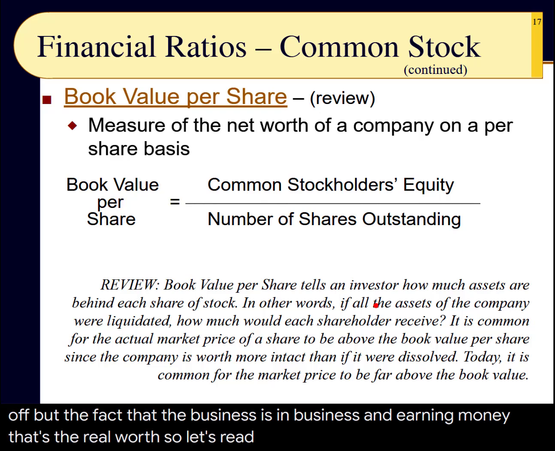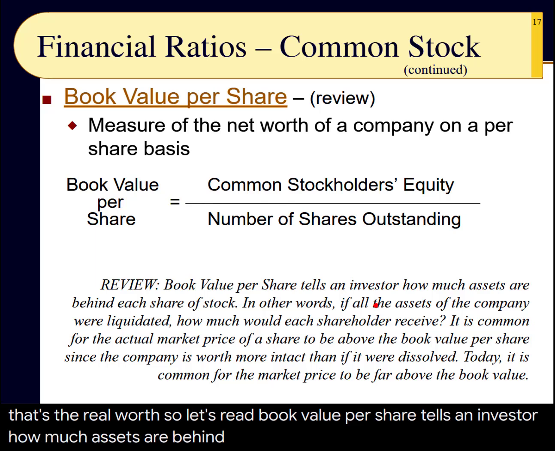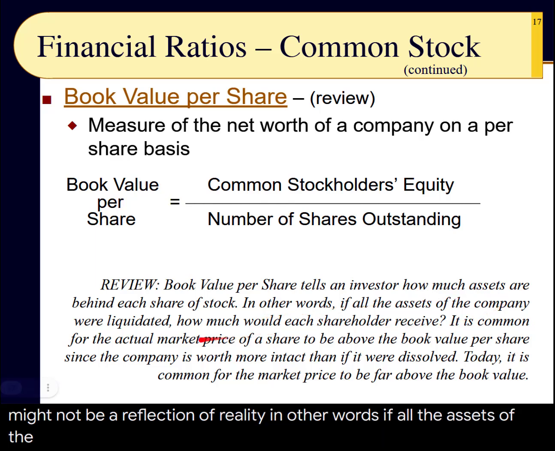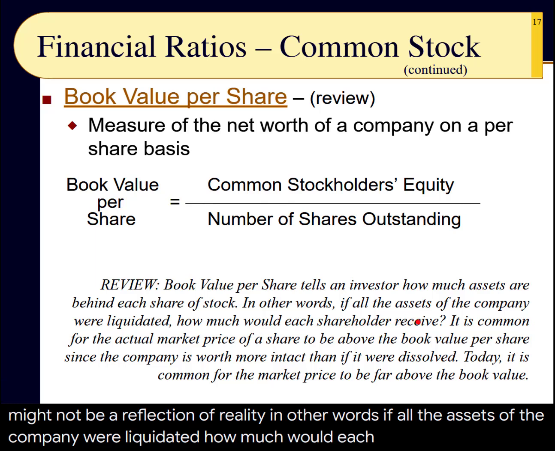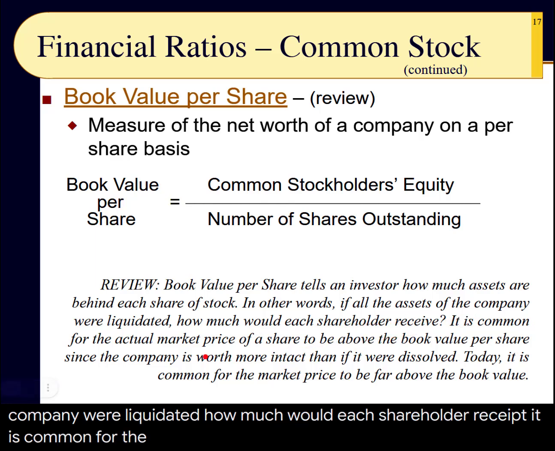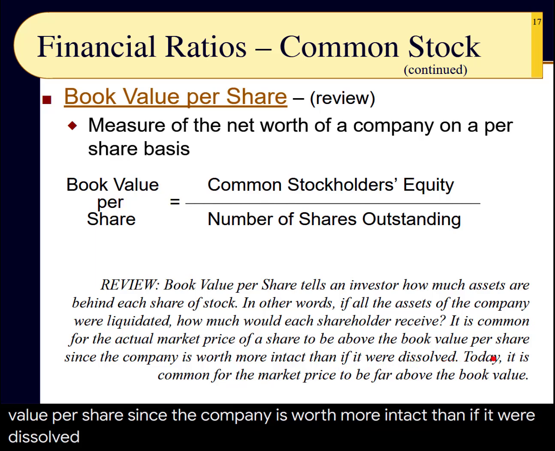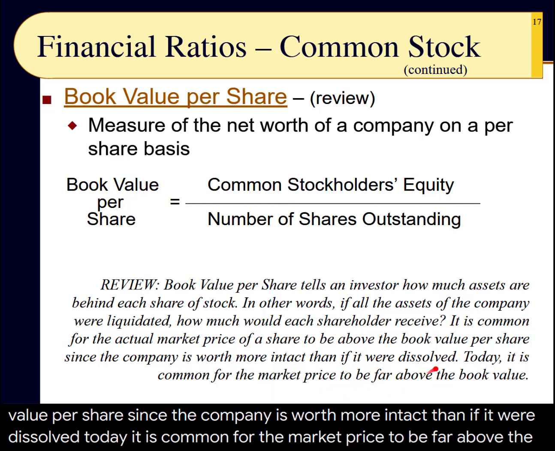So let's read. Book value per share tells an investor how much assets are behind each share of stock on the books. Maybe what's on the books might not be a reflection of reality. In other words, if all the assets of the company were liquidated, how much would each shareholder receive? It is common for the actual market price of a share to be above the book value per share, since the company is worth more intact than if it were dissolved. Today, it is common for the market price to be far above the book value.